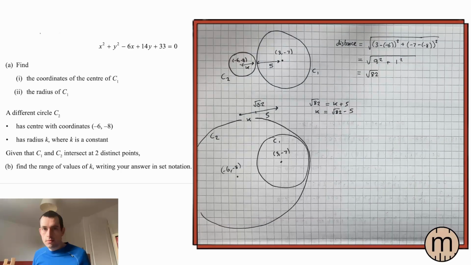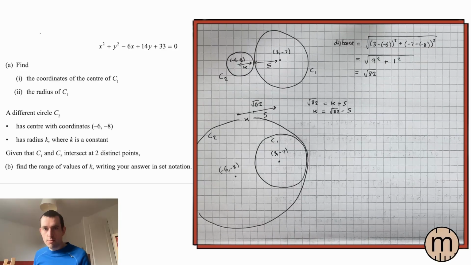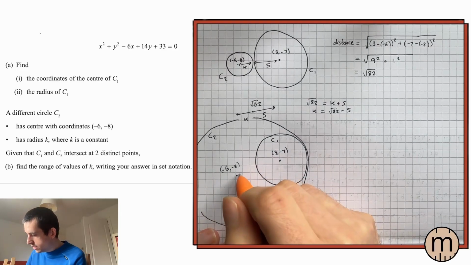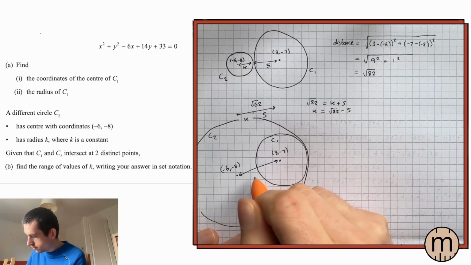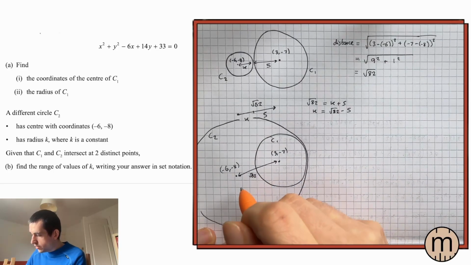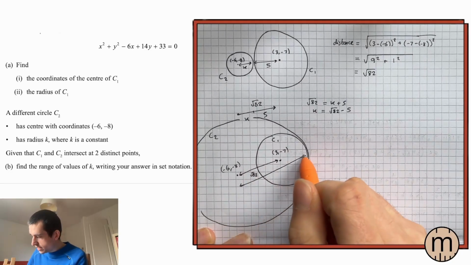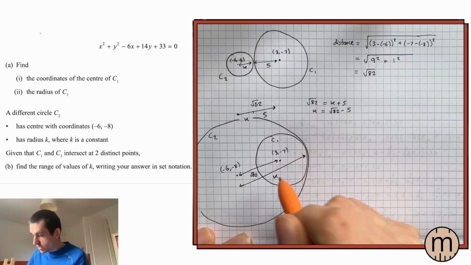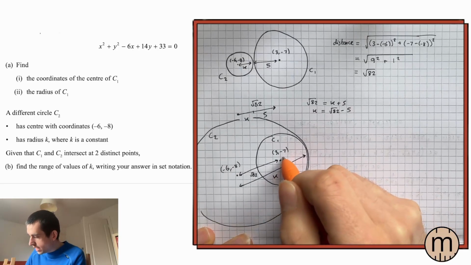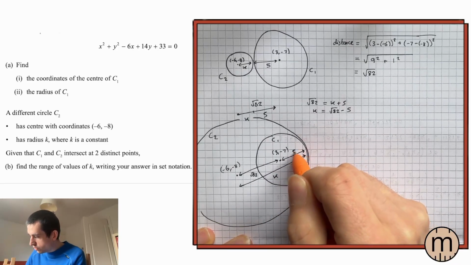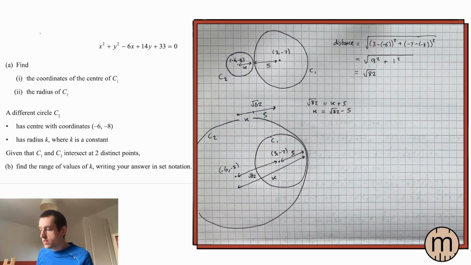Now here's the diagram for the second case, which is not quite big enough to fit on my paper. The distance between the two is still equal to root 82. But this time, the distance from the centre of circle 2 all the way to the outside is going to be k, because the radius is k. And here, the radius of what is now the smaller circle is going to be 5.